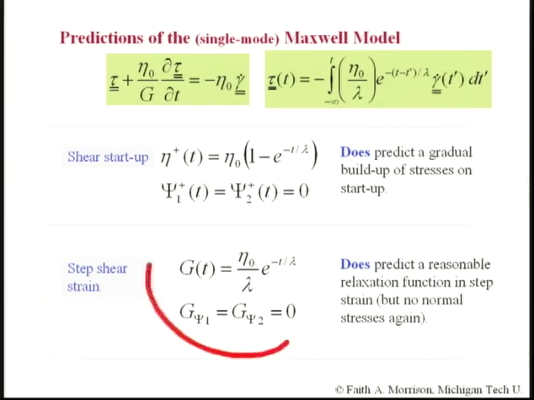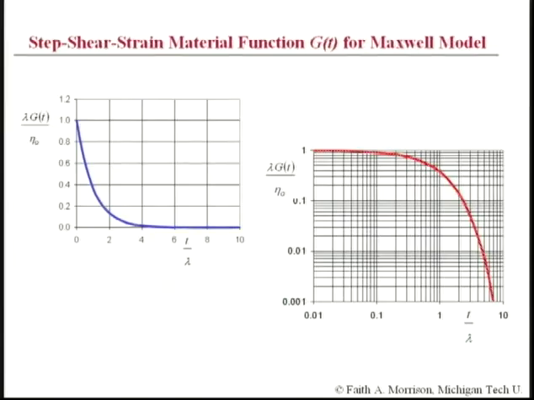Here's the solution. It's in the notes. Eta over lambda e to the minus t over lambda. Let's see what that looks like. It's an exponential decay. So it says, written in dimensionless form, that when you step up, the stress will step up to some value and then it will decline. If you plot that prediction on a log-log graph, it looks like this, the same exact curve. Now let's compare it to real data.